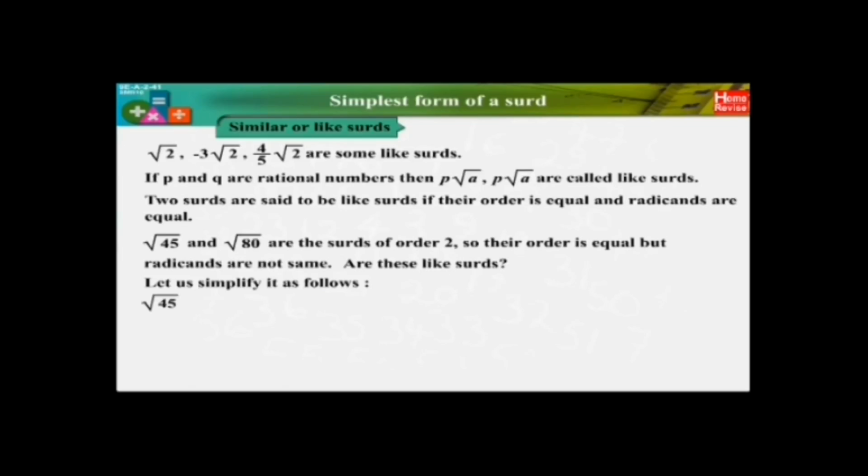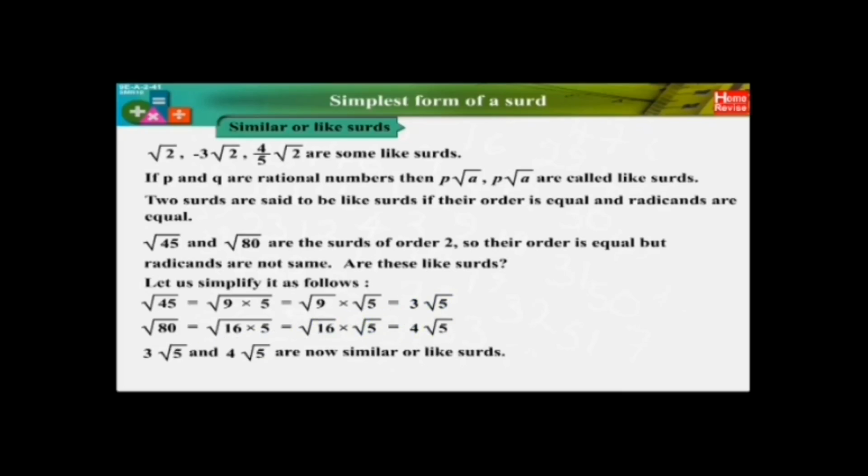Let us simplify as follows. Root 45 can be written as root 9 multiplied by 5, which is root 9 multiplied by root 5, which is equal to 3 root 5. And root 80 is equal to under root 16 multiplied by 5, which is under root 16 multiplied by under root 5, which is equal to 4 root 5. So 3 root 5 and 4 root 5 are now similar or like surds, which means root 45 and root 80 are similar surds.